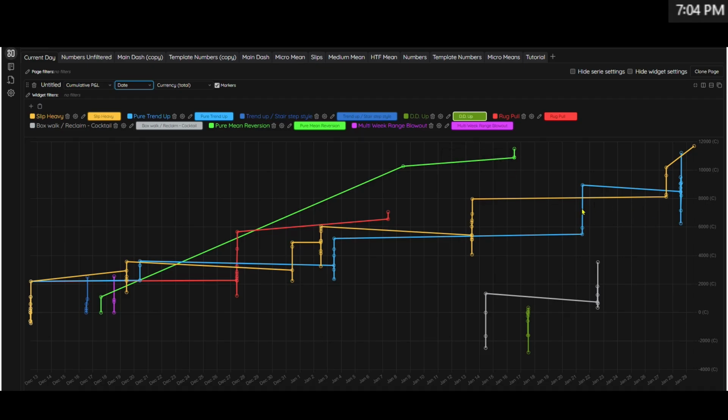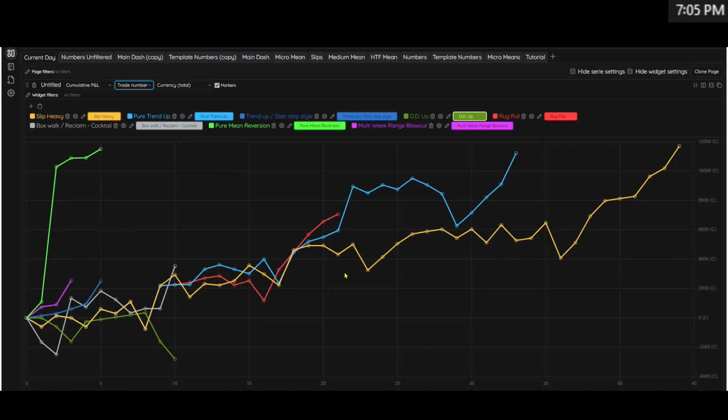So if you're seeing a flat spot, that means there was no trading. As far as this one here, pure trend up, we got 1, 2, 3, 4 days. So there's not enough of a sample size on this stuff. And my overall mood could be affecting the way I traded, like on this specific session right here versus these other pure trend day up sessions. If we go to trade number, it looks different, but that can be a bit deceiving.